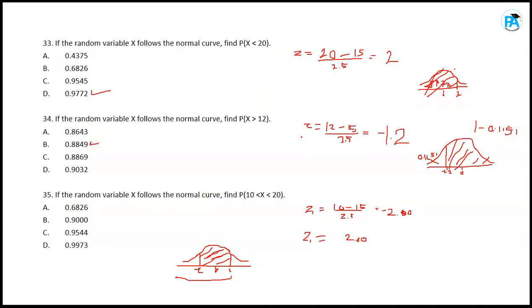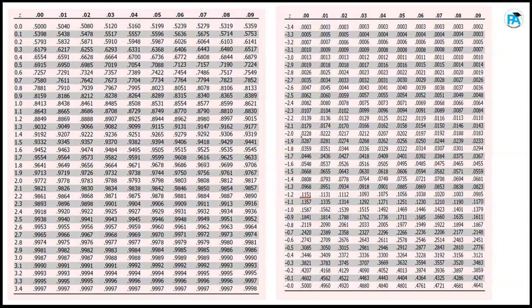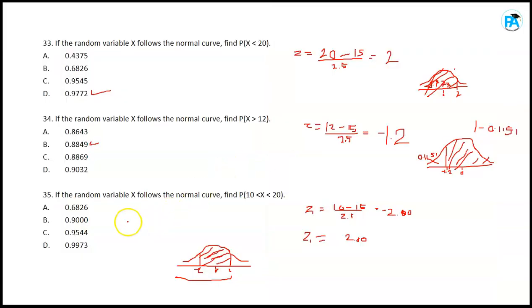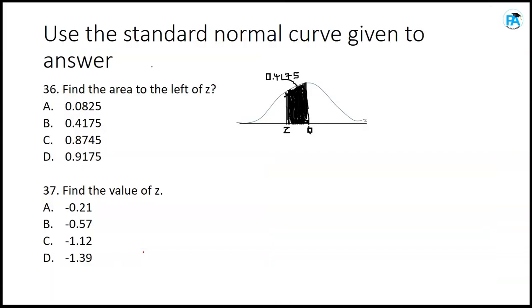That one also means to the left. So 0.9772 minus 0.0228, we are using this and this. It gives you what? 0.9544. So that's the answer to this. So the answer is C, 0.9544. Is that clear? So let's proceed.